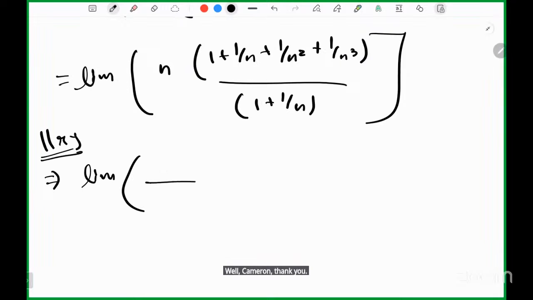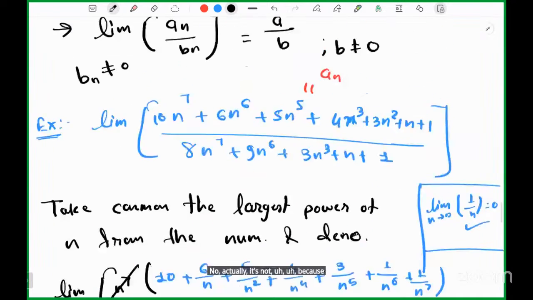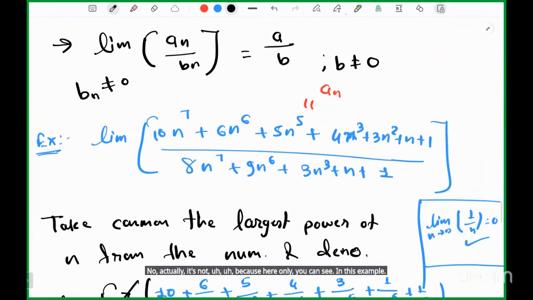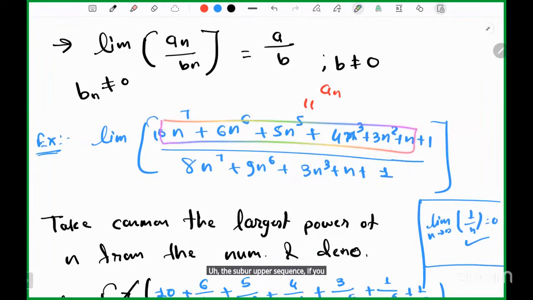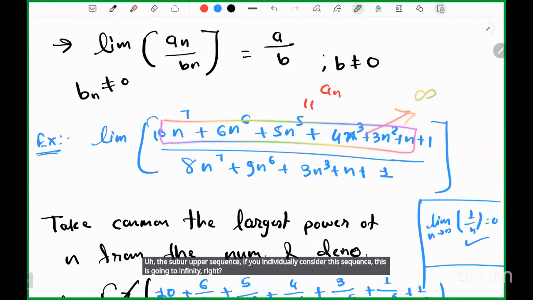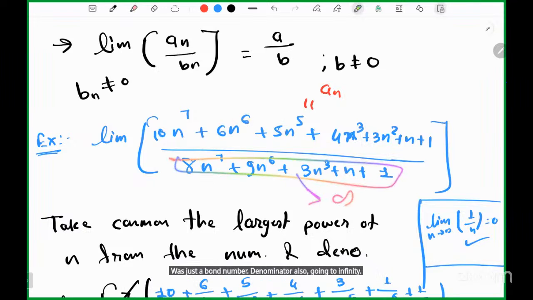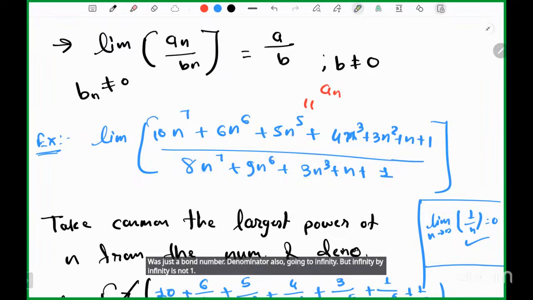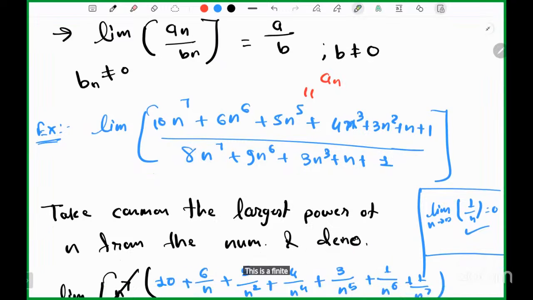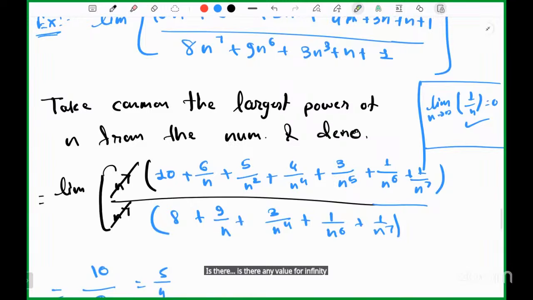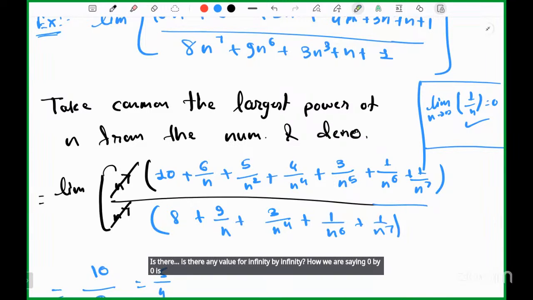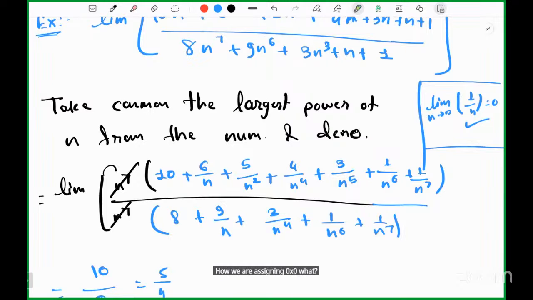Ma'am, the limit infinity by infinity is equal to 1 now, ma'am? No, actually, it's not. Because here you can see, in this example, if you individually consider the upper sequence, this is going to infinity, right? It's a polynomial. The denominator is also going to infinity. But infinity by infinity is not 1. This is not a finite thing. Is there any value for infinity by infinity? How are we saying 0 by 0 is infinity? How are we assigning 0 by 0 as infinity?